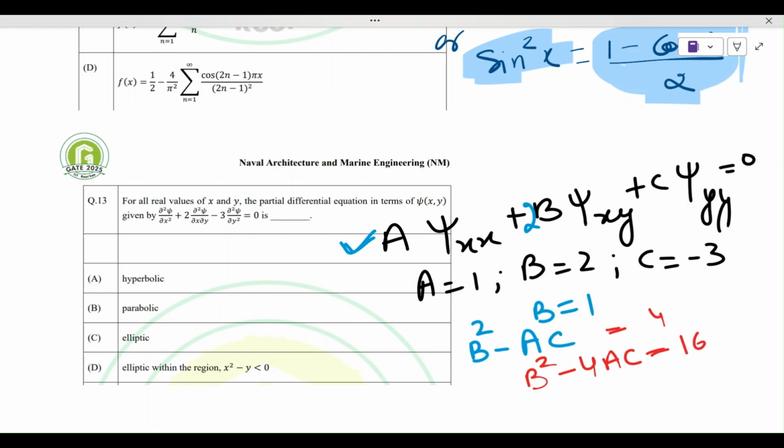Now, in both the cases, we are not going to check what the value is. We are going to check whether it is greater than 0, less than 0, or equal to 0. So you can see this one is greater than 0. It means it is hyperbolic. All right. So let us move to the next question.